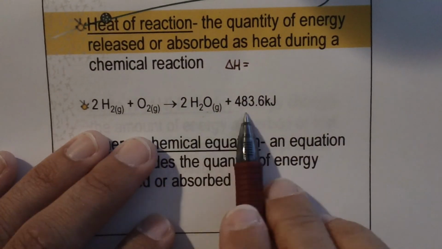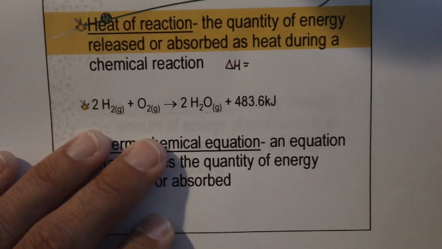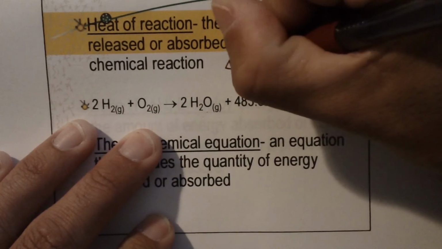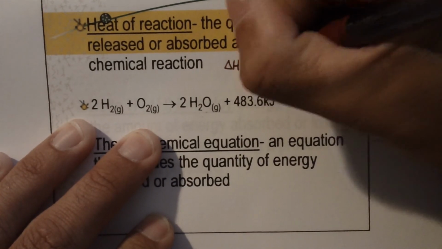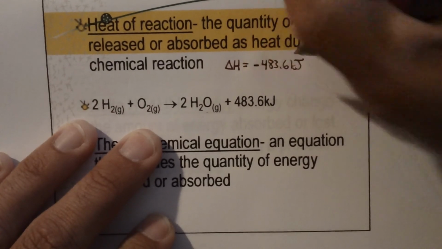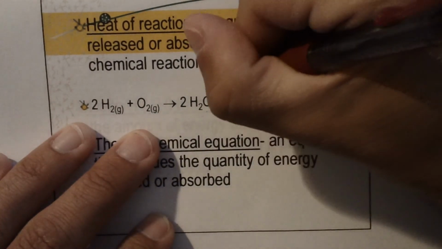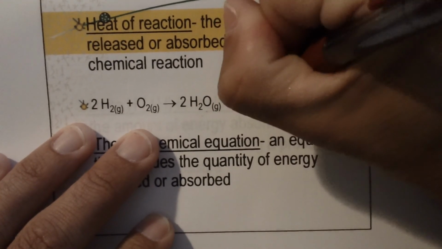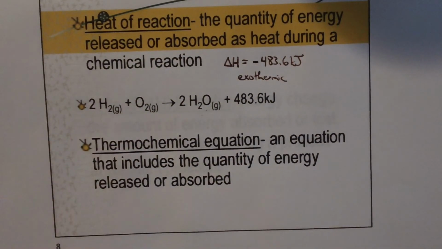This reaction, because heat's being given off, would be exothermic. And so our change in the heat energy, if we wrote it as delta H, would be a negative 483.6 kilojoules. That would be exothermic, this reaction, because heat is given off as a product. One of the products is there's extra heat.